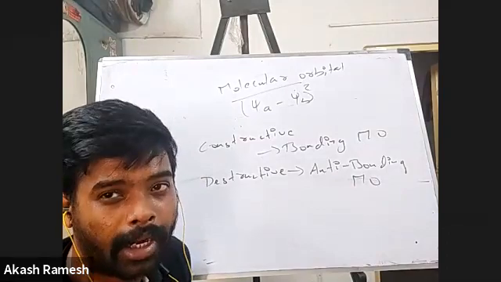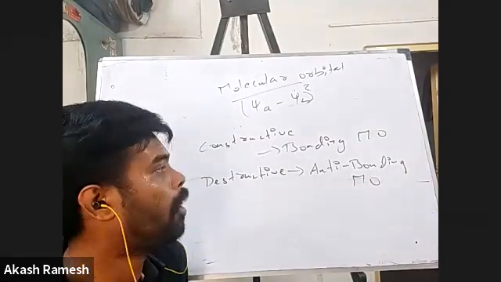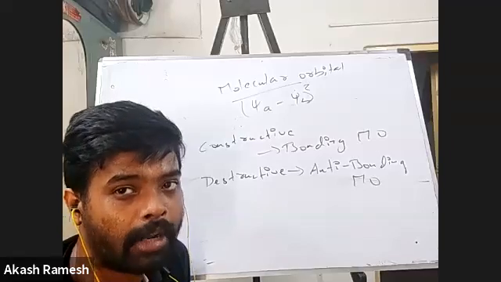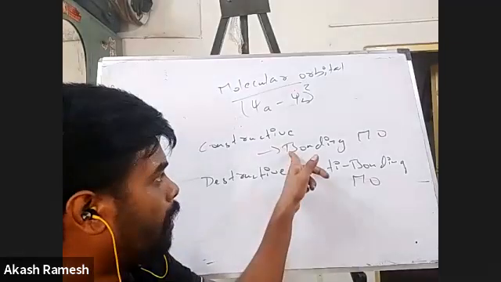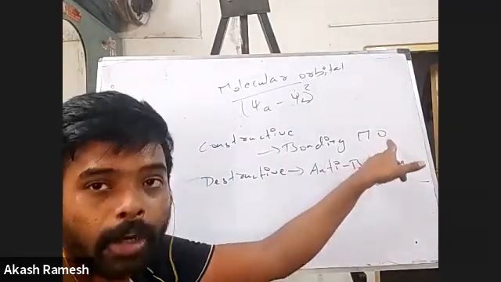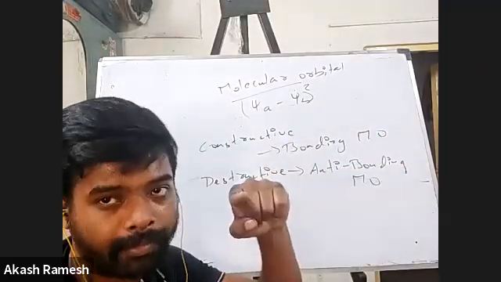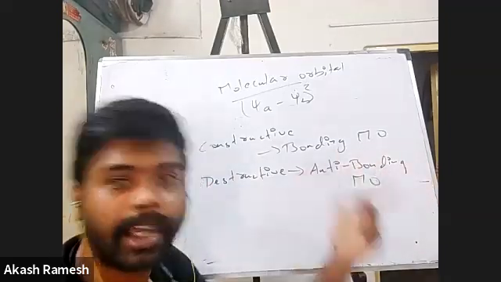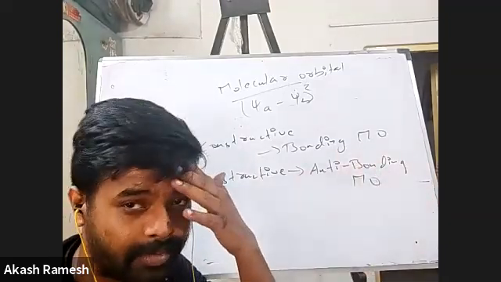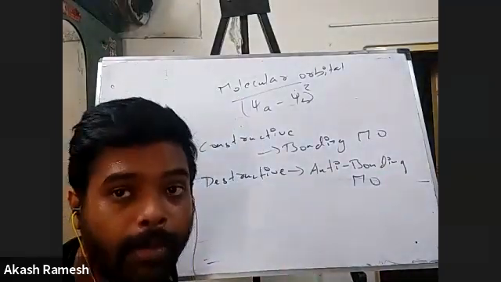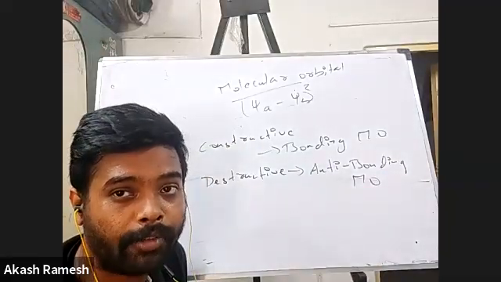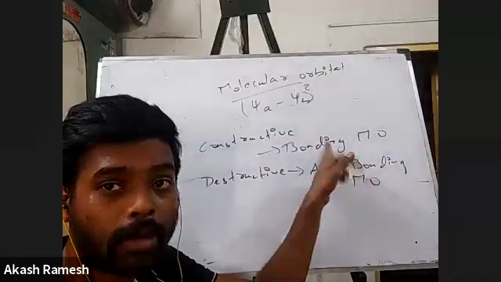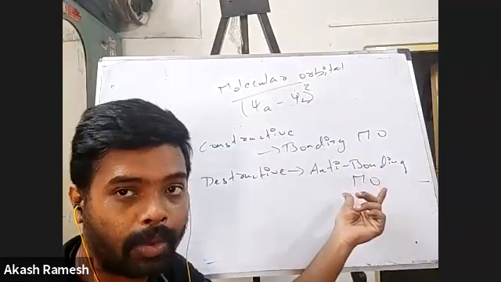And as the name tells you, whenever constructive interference happens, that is going to have bonding molecular orbitals. That means these orbitals will support bonding. And obviously anti-bonding orbitals are against bonding. They are unstable, right? So from a stability point of view, definitely bonding MOs are more stable than anti-bonding MOs.